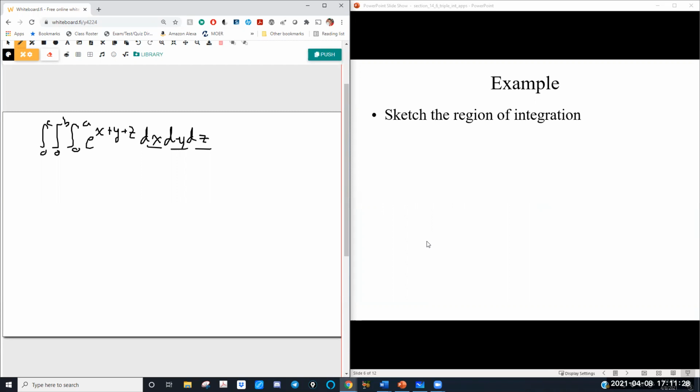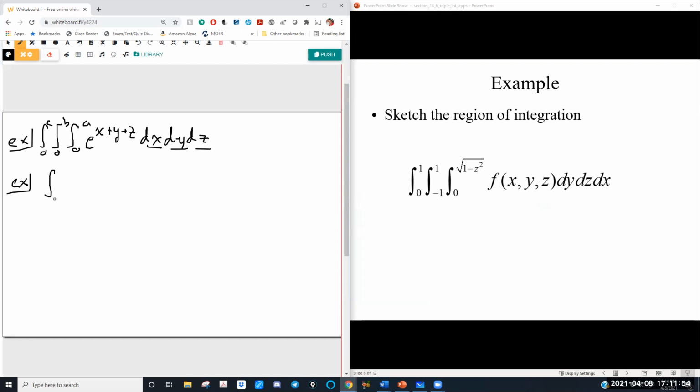Okay, let's talk about sketching the region of integration. The reason I want to do this is I want you to get used to forming the connection between what's here in the integral and what the plot looks like. So for notes purposes, let's say that was example 1, and this will be example 2.